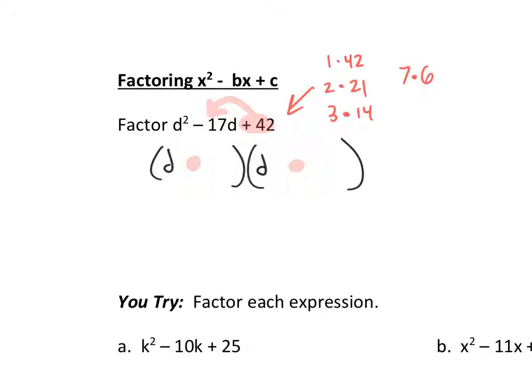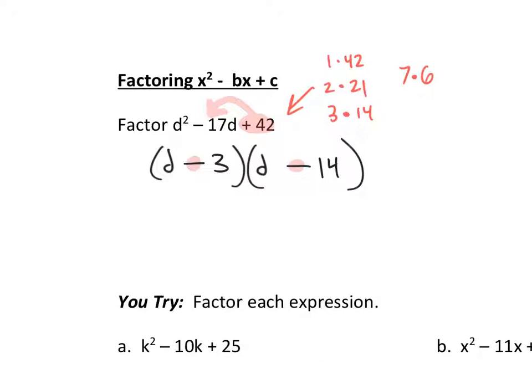These signs are going to have to be something special in a scenario like this. I encourage you to pause the video and think about how we could get two signs there that multiply to a positive and add to a negative. Hopefully the conclusion you came to is that we're going to need double negative. And then we need to pick numbers that multiply to 42 that also add, when they're both negative, to 17. And that would be 3 and 14.